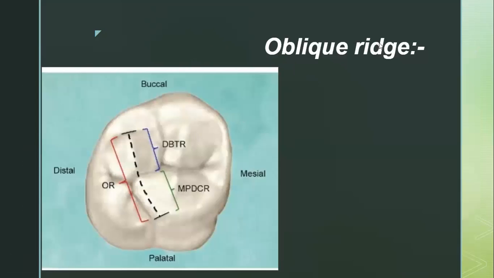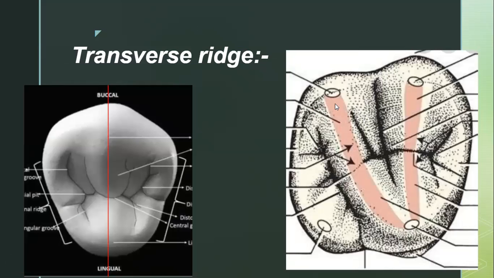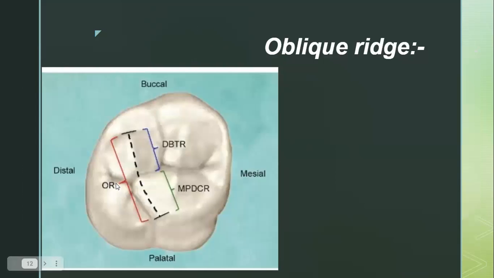Then next we have the oblique ridge, right? Here is the oblique ridge. This is the transverse ridge. Here is the oblique ridge, shown in this picture. It is present on the occlusal surface of maxillary molars. It is a characteristic feature of maxillary molars.